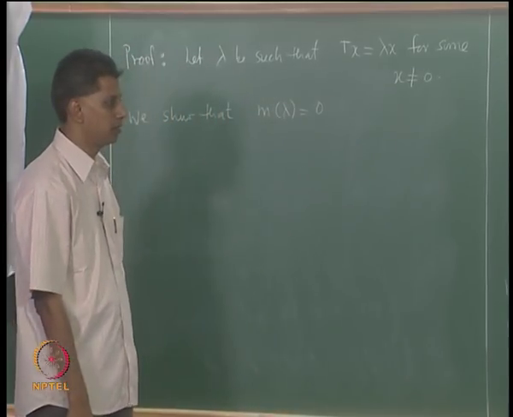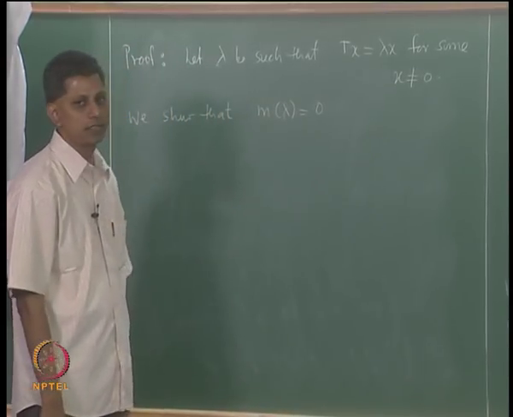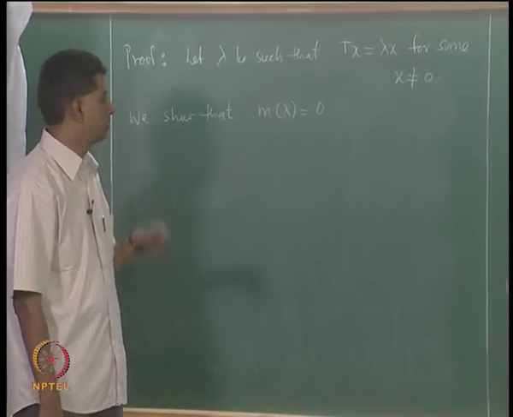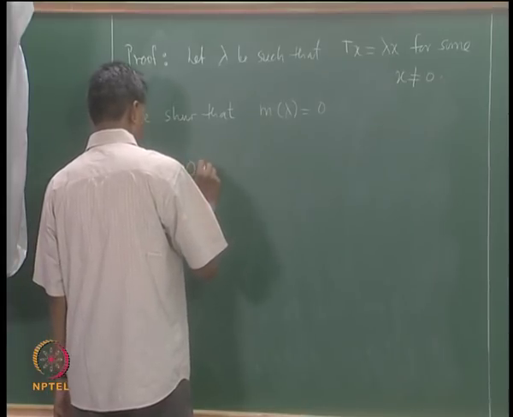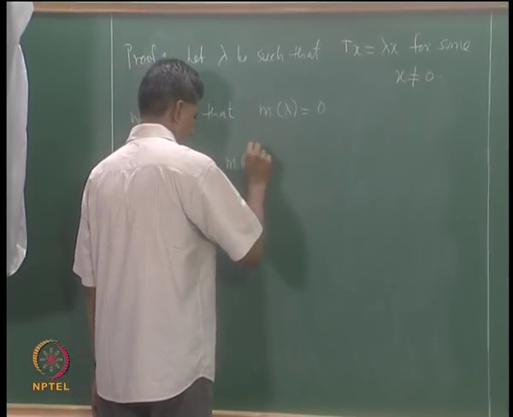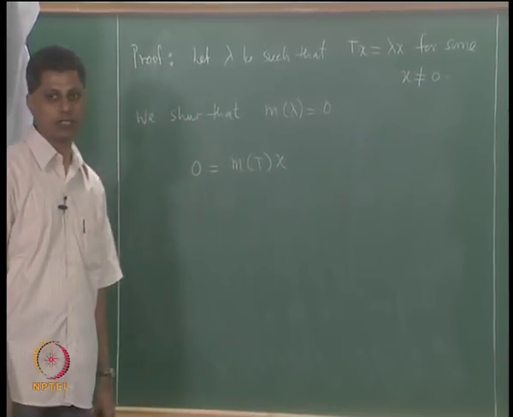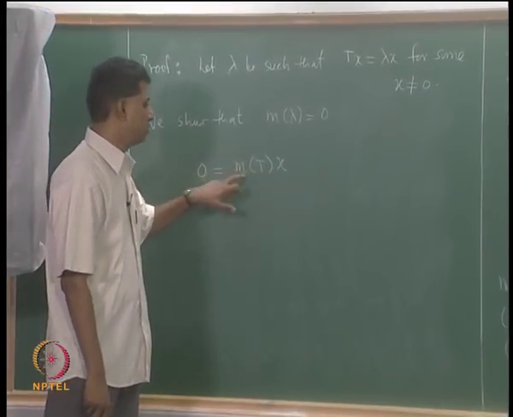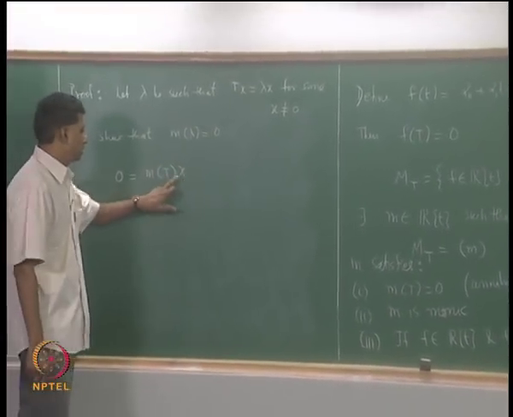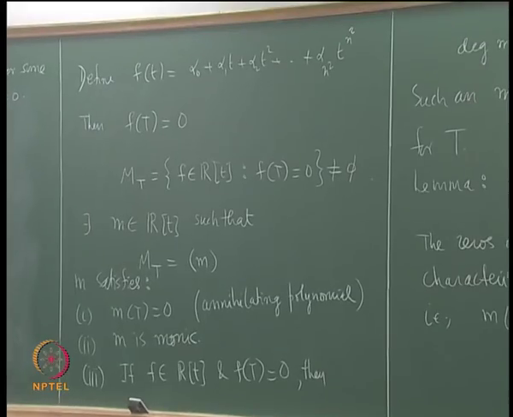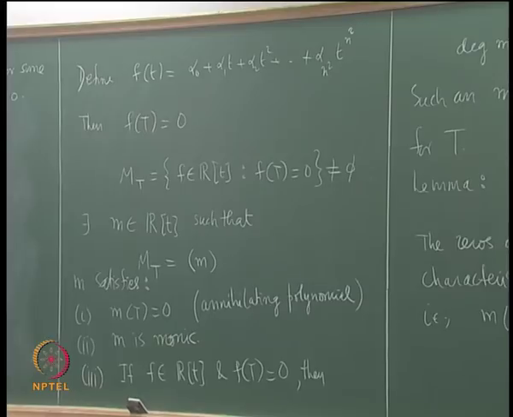We are actually proving one direction first. If lambda is an eigenvalue, then I am showing that lambda is a zero of the minimal polynomial. Is this okay? m(T)x equals 0. Do you agree with this first? m is a minimal polynomial, so it is an annihilating polynomial. So for any x, m(T)x is 0, in particular for this eigenvector, 0 is m(T)x.